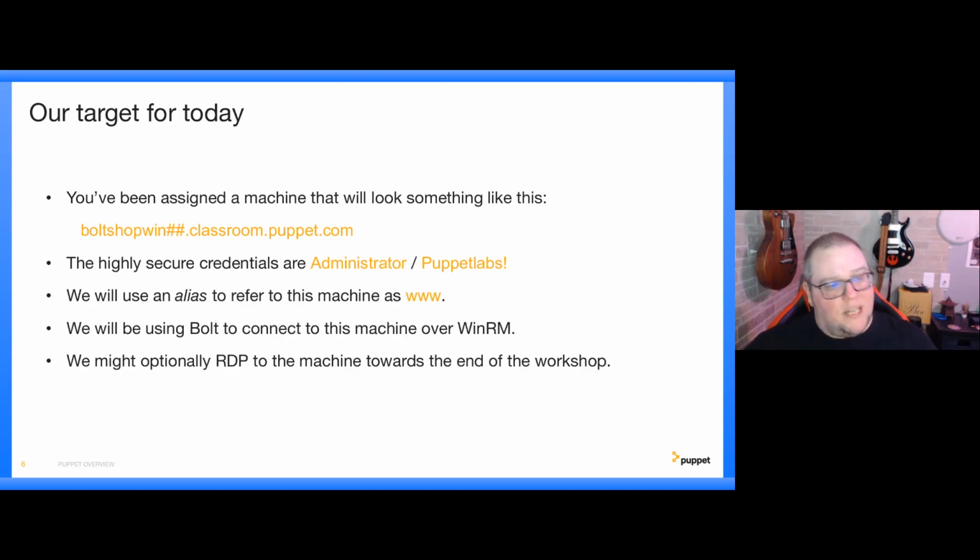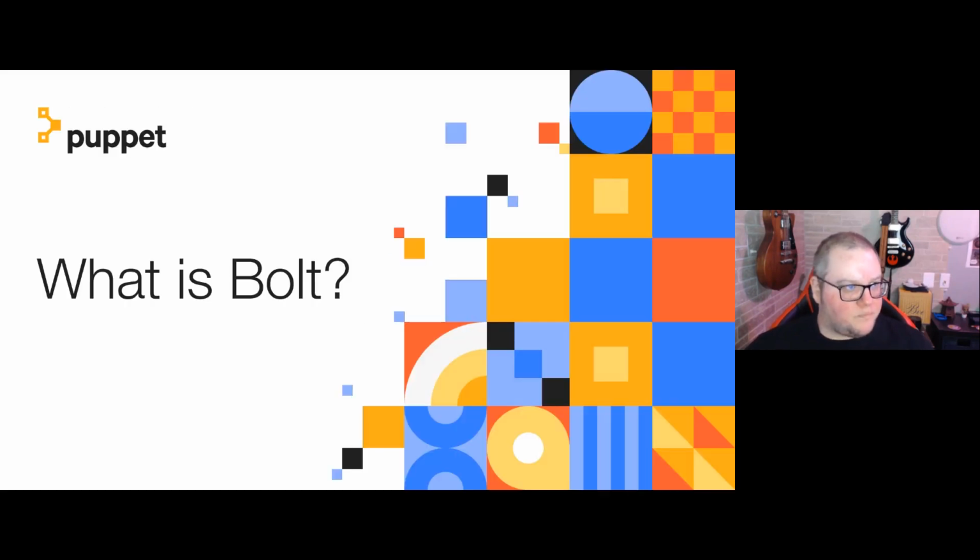So we're going to use Bolt to connect today over WinRM. We'll also discuss the other transports that are available to you. Optionally, depending on the time we have, and frankly, if you want to, we should also have RDP open to these systems, so we'll be standing up a web server and talking about components of what it's doing inside those tasks and plans. Sometimes you want to go look at that machine and put your eyes on the changes that are being made. So you should have access to do that, again, with those same administrator and Puppet Labs for the password.